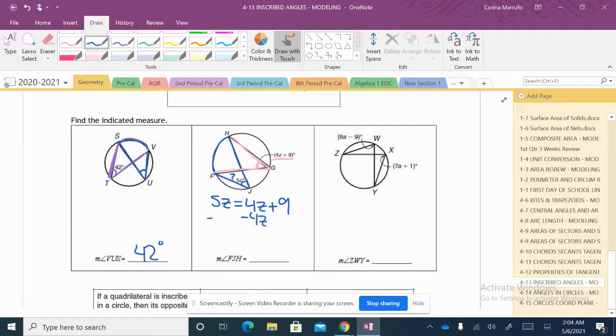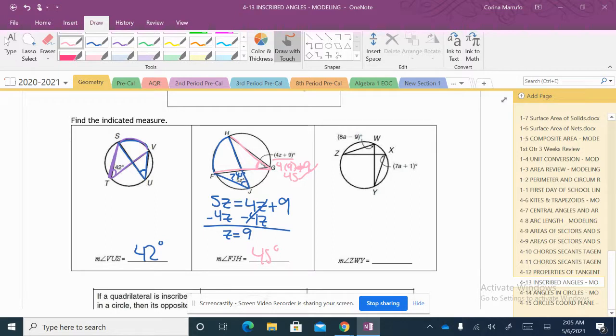So we're going to solve for Z first by moving over the 4Z. 5Z minus 4Z gives us 1Z, equals, 4Z minus 4Z gave us 0, so it's equal to 9. We go ahead and plug that in. 5 times 9 gives us 45. So that means this angle is 45 degrees. I'm going to go ahead and check my work. If we did this correctly, when I plug it in here, it should give me the same number. So 4 times 9 is 36 plus 9 gives me 45. So then it is equal to 45 degrees.